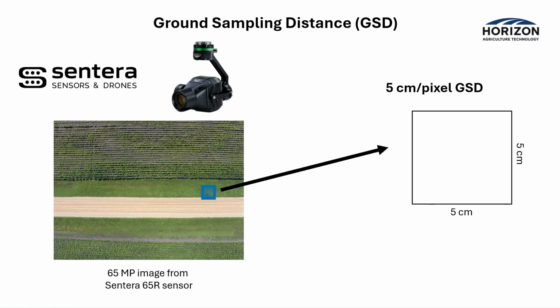Whereas let's say we flew a bit higher and this image had a GSD of 5 centimeters per pixel, meaning that each pixel captures 5 centimeters by 5 centimeters of ground. A GSD of 5 centimeters per pixel would be considered a lower resolution image than a 1 centimeter GSD.